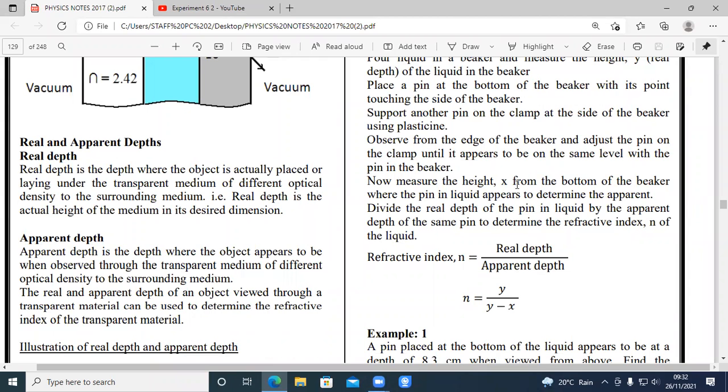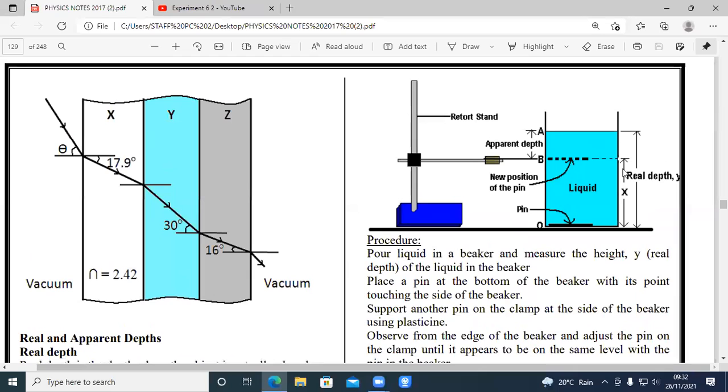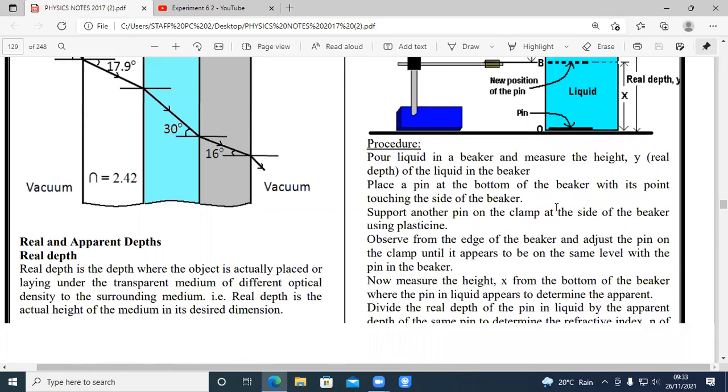What is that height X? We said height X is called what? Members, who can remind us? That height X is called what? It's called apparent displacement. Excellent. X is called apparent displacement.